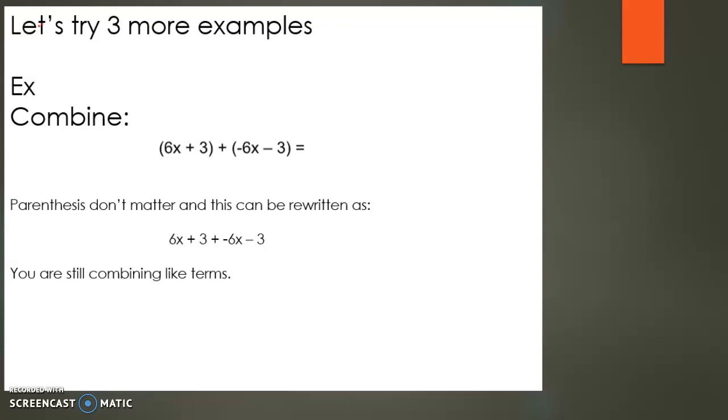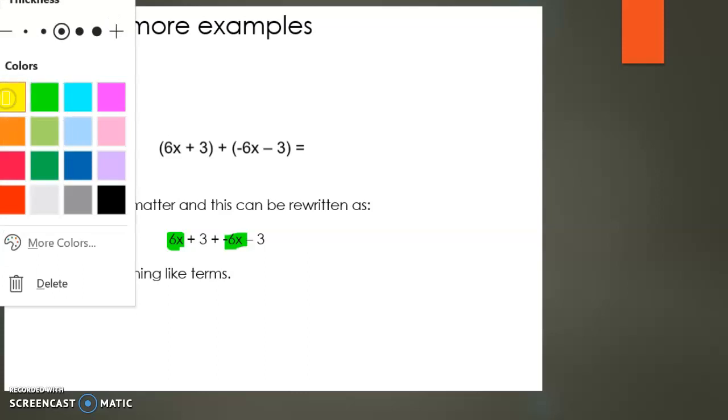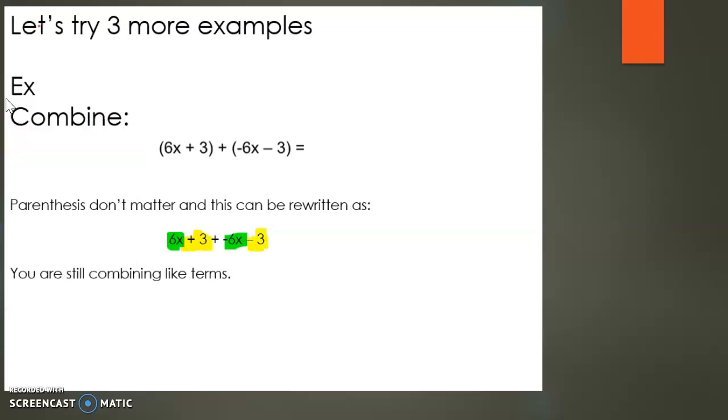Okay, so you're going to have this where they're combining 6x plus 3 with negative 6x plus 3. You do not need the parentheses because of the addition sign, so you can rewrite it dropping those parentheses. And then you will combine the 6x and a negative 6x. 6x and negative 6x is 0. And then you have a positive 3 and a negative 3. That is 0. You're still combining like terms. Your final answer is 0.